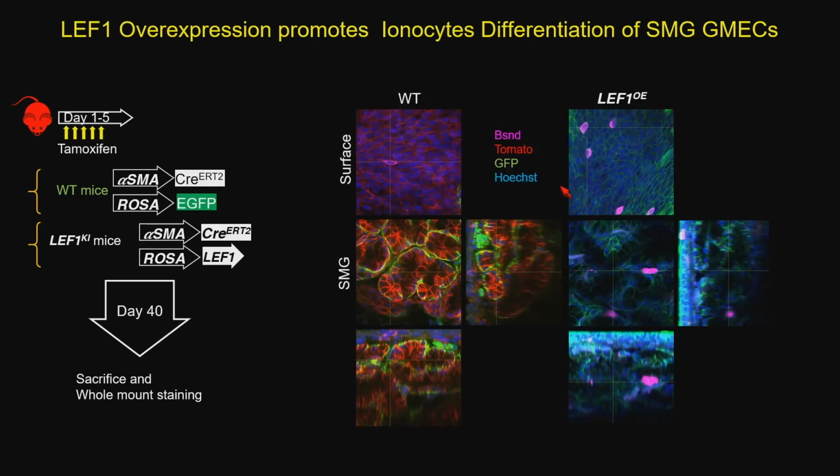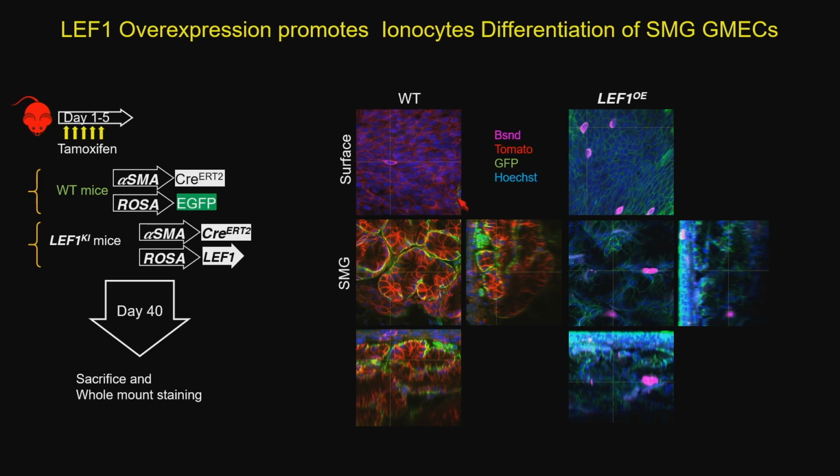And let me orient you a little bit to this thick Z-stack. It's about 200 Z levels, and it goes all through the thickness of surface airway epithelium as well as the submucosal glands. That's why I'm showing two XY views, one at the surface airway epithelial cell level and also at the submucosal cell level. As you can see here in magenta, BSND, we have significantly more BSND positive cells on the surface as well as in the submucosal gland of LIF1 overexpression in myoepithelial cells.